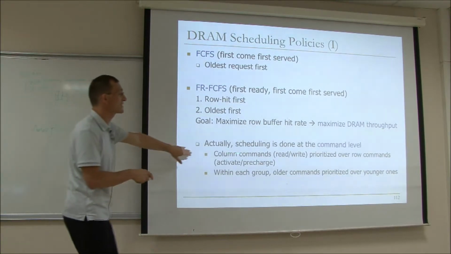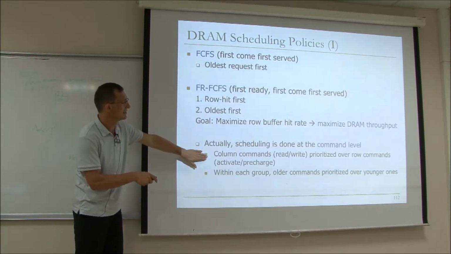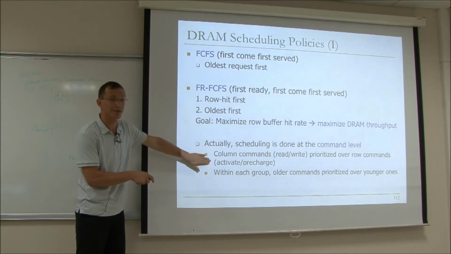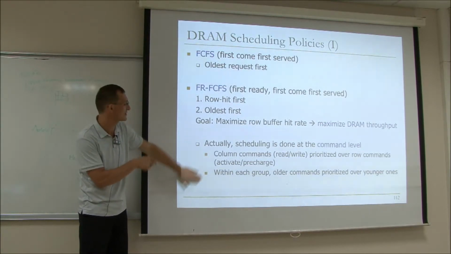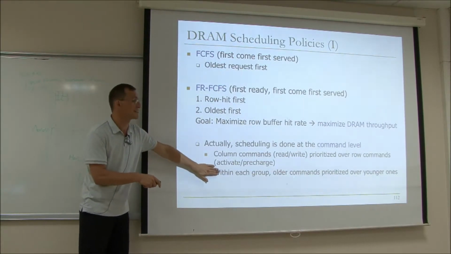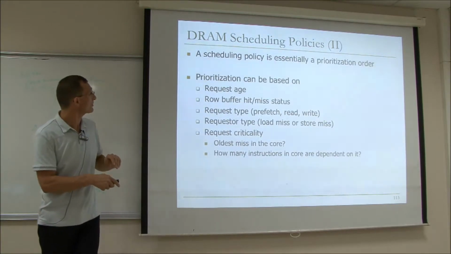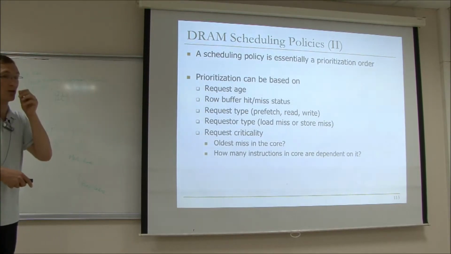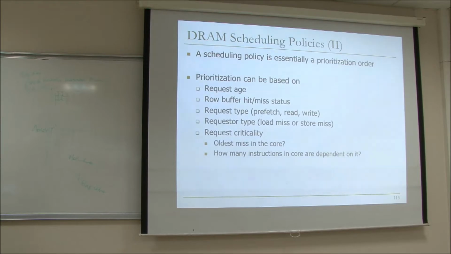And then column commands are prioritized over row commands. Read write is prioritized over activate precharge. This is basically row hit first policy. And within each group, older commands are prioritized over younger ones. So this is actually a very open area also that we've been looking at for a long time.